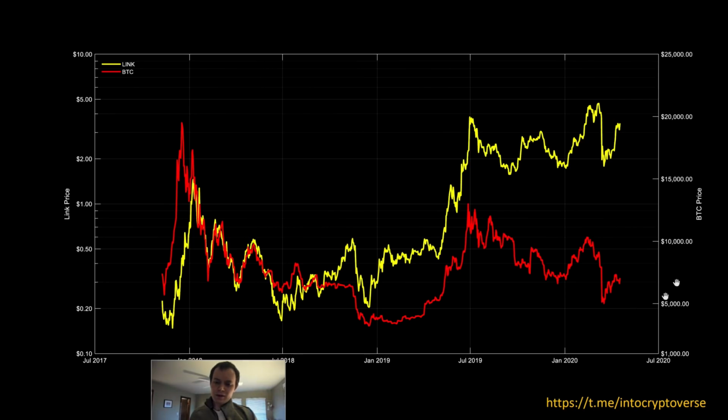So I just want to reiterate how impressive the move that Link has seen, because again with Bitcoin, which is the red line, you can see that its peak was up here at around 20,000, and the current price is around 7,000. Whereas the peak for Link was between $1 and $2, and it's already trading for twice that, which I think is fairly impressive.